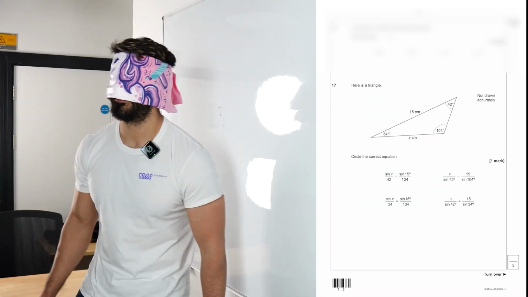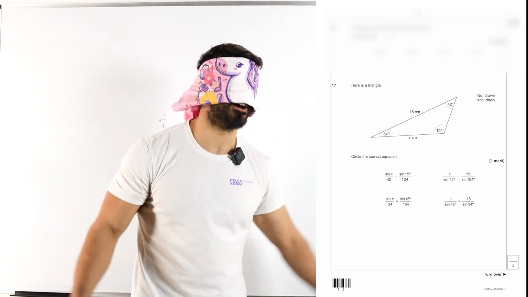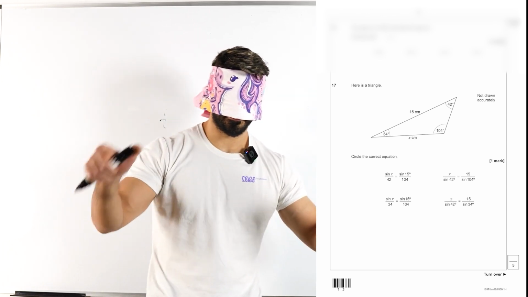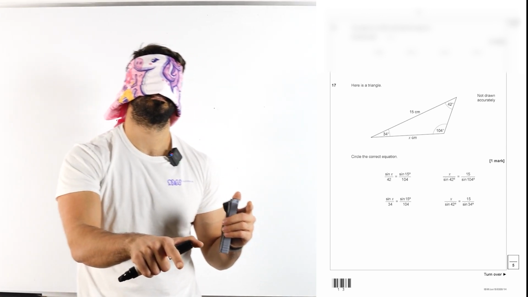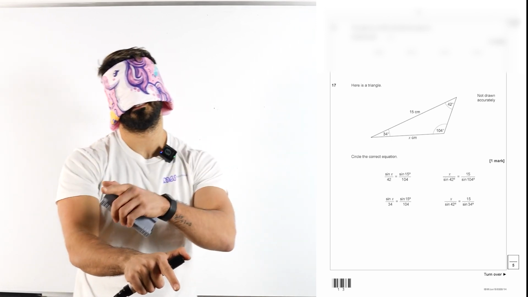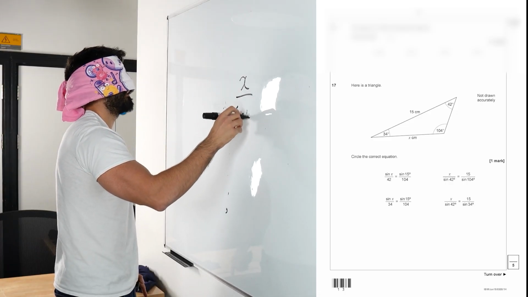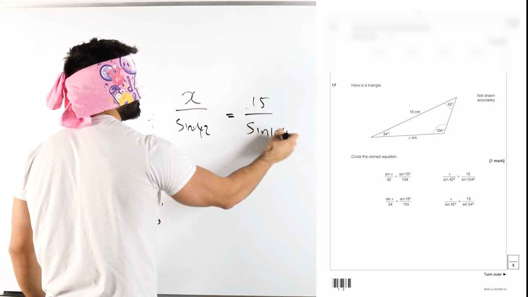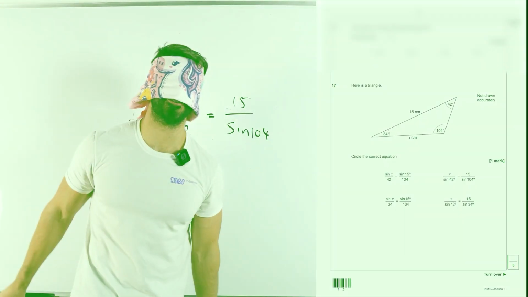Here is a triangle, with 34 degrees on one side, 42 on the other, and 104 on the other side. The length that is opposite to 104 is 15. The length between 34 degrees and 104 degrees is x. Circle the correct equation. x over sine 42, 15 over sine of 104. Does it want you to rearrange for x? No, that's it. You're done. It's 1 mark.